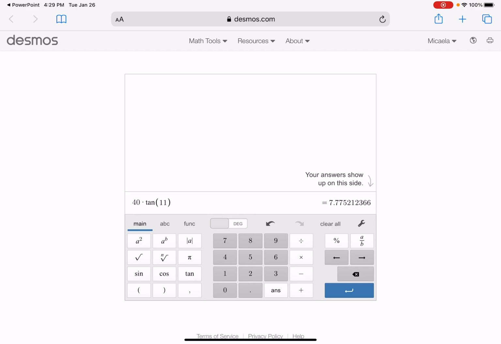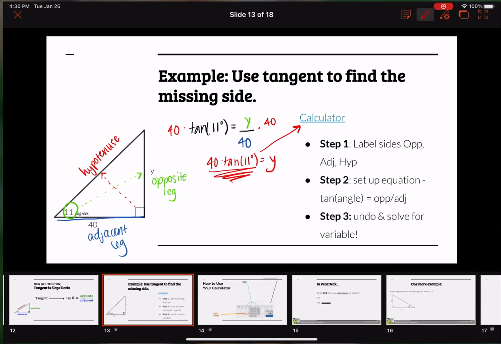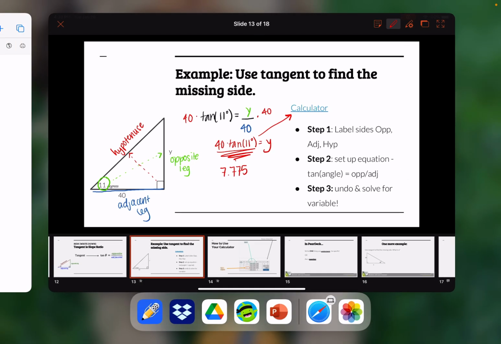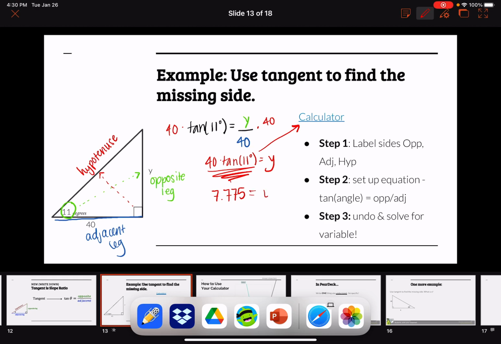So 7.775, let's say. We did 40 times tangent of 11. So 7.775. Was that what we said here? Yes, 7.775 equals y.